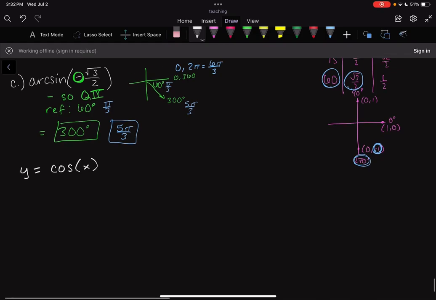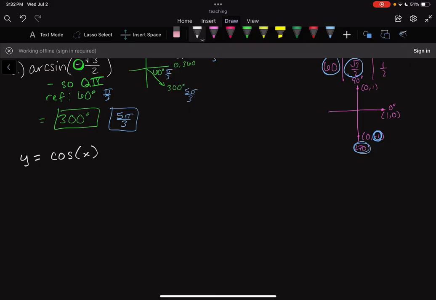Because cosine will also need to have a restricted domain. So the original graph of cosine, so 0, pi over 2, pi, 3 pi over 2, and 2 pi. So cosine of 0 is 1, cosine of pi over 2 is 0, cosine of pi is -1, back to 0, back to 1. So here's what the graph looks like for cosine.